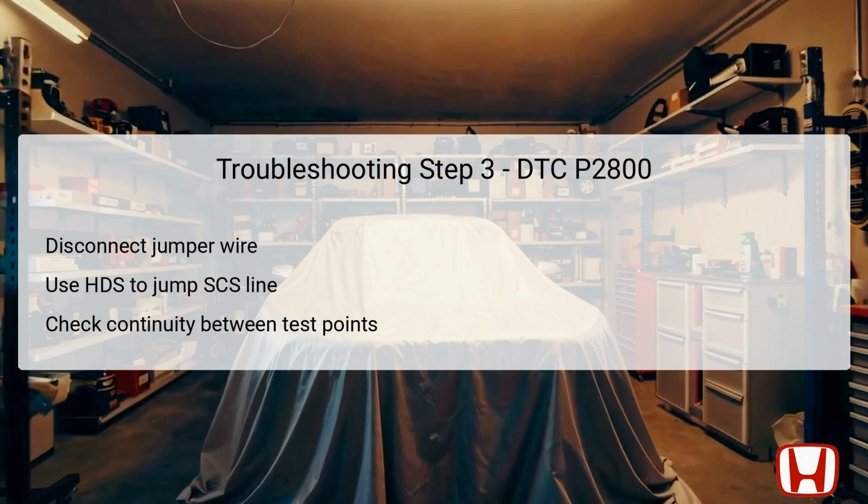If continuity is present, the ATP RVS wire is operating correctly, indicating a potential fault with the PCM, which would necessitate replacement. However, if there is no continuity, this signifies an open circuit in the ATP RVS wire that needs to be repaired between the transmission range switch and the PCM.